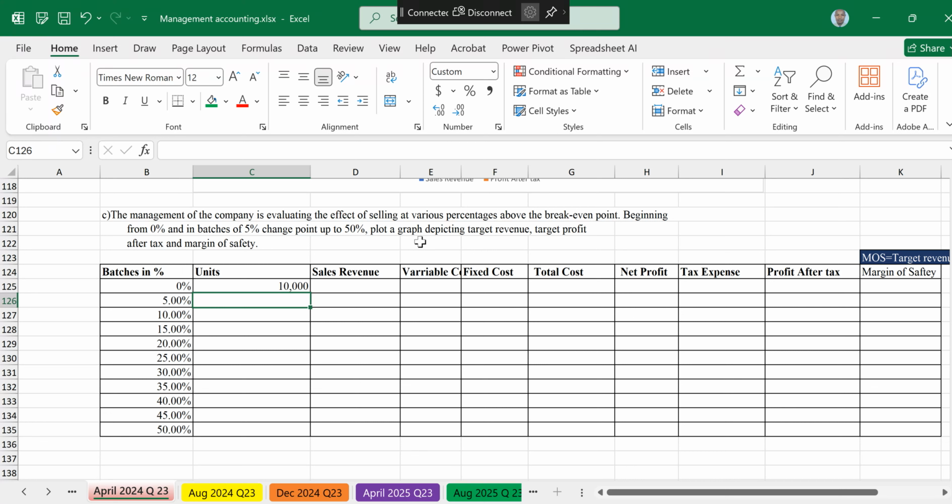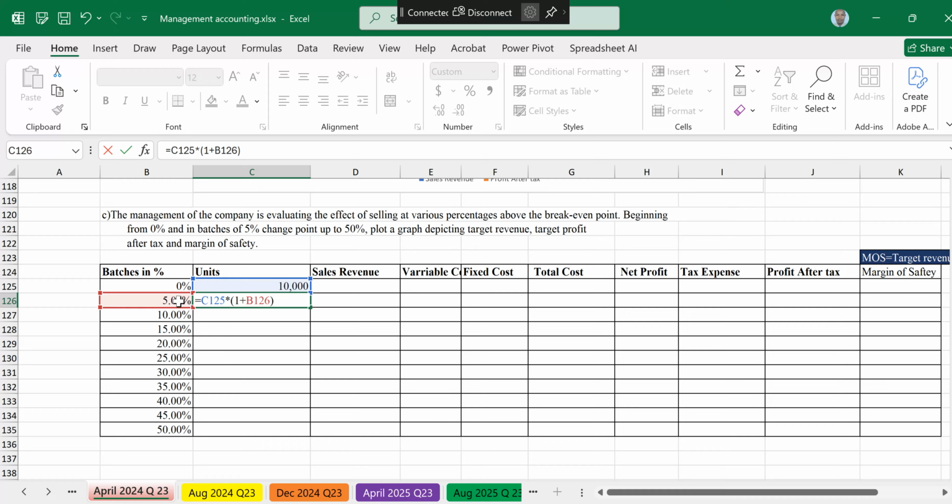Now the second one will be equal sign. Click on the first one, which is 10,000, times, open bracket, 1 plus, so what about 5% above BEP? So bracket 1 plus, then click on the 5%, this 5%. Close bracket and enter.